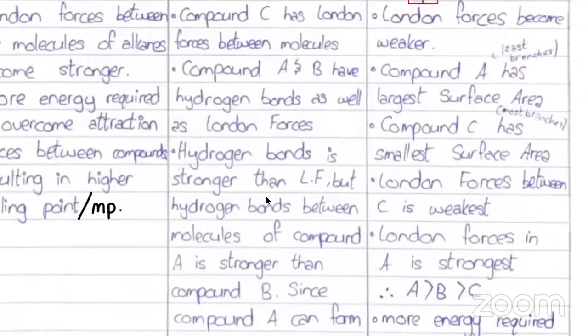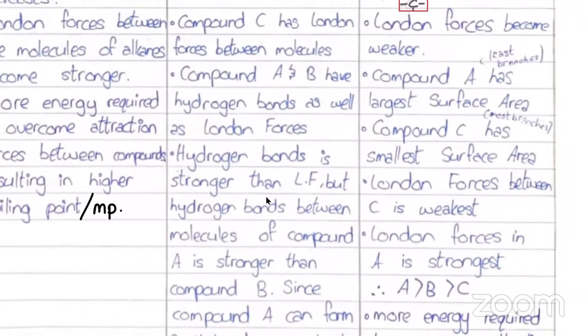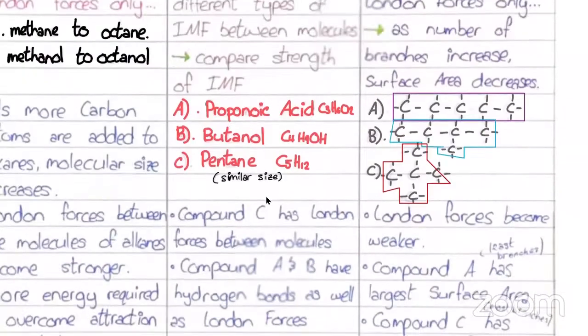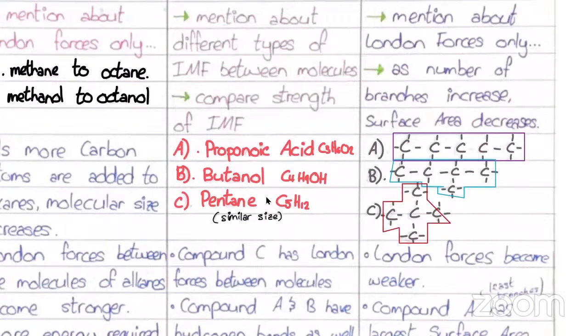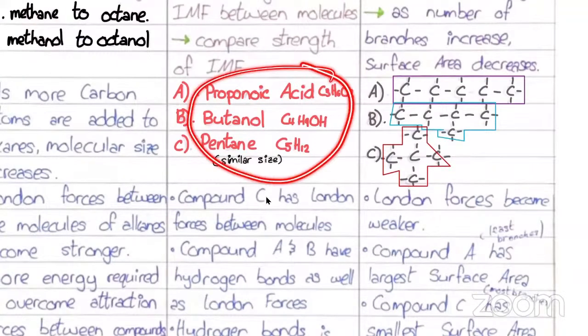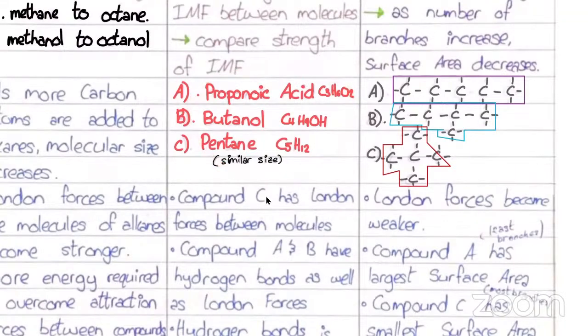So let's read the thing first and we can go back to the notes. We're reading the middle column, okay, right here. Compound C, okay, let's look at the example actually, sorry. What are we comparing? We say intermolecular forces between molecules, we are comparing the strength of intermolecular forces. So we deal with propanoic acid, butanol, and pentane.